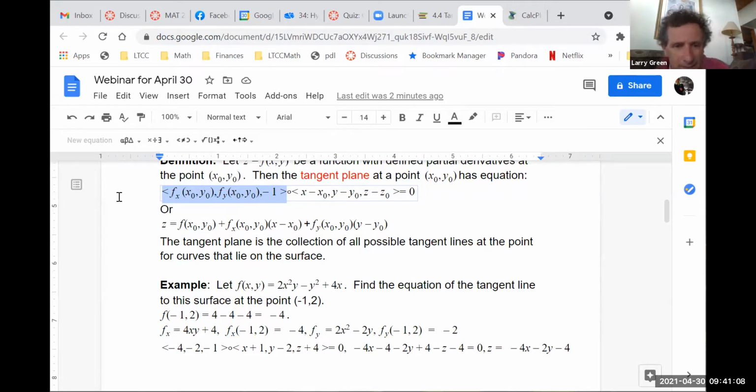But again, the tangent plane is the collection of all possible tangent lines at the point for curves on the surface. But there's two special tangent lines. The two special tangent lines are if you cut it parallel to the x-axis, you get a curve, and you can take the tangent line to that curve, and the slope of that will be f sub x. And similarly, if you take the curve that is parallel to the y-axis and take the slope of that, that'll be f sub y. Any questions on that?